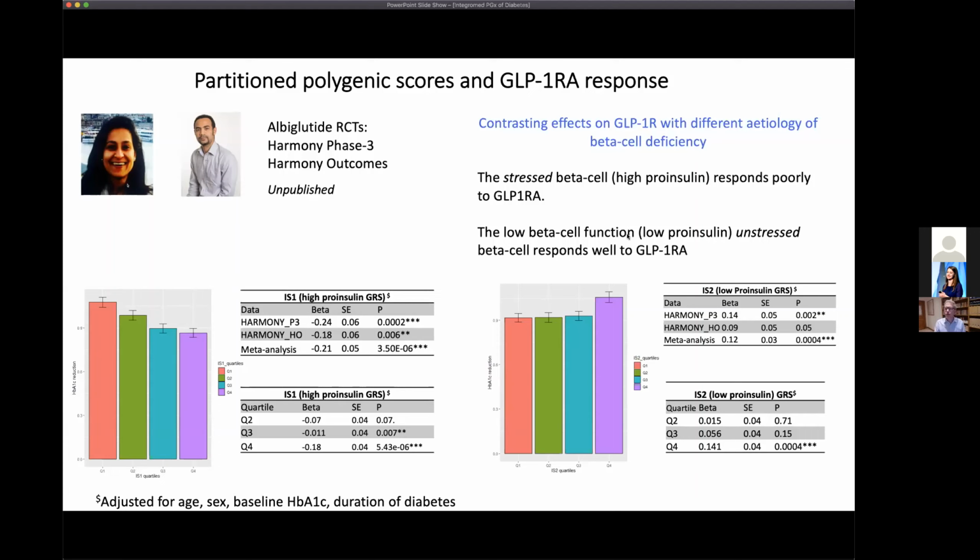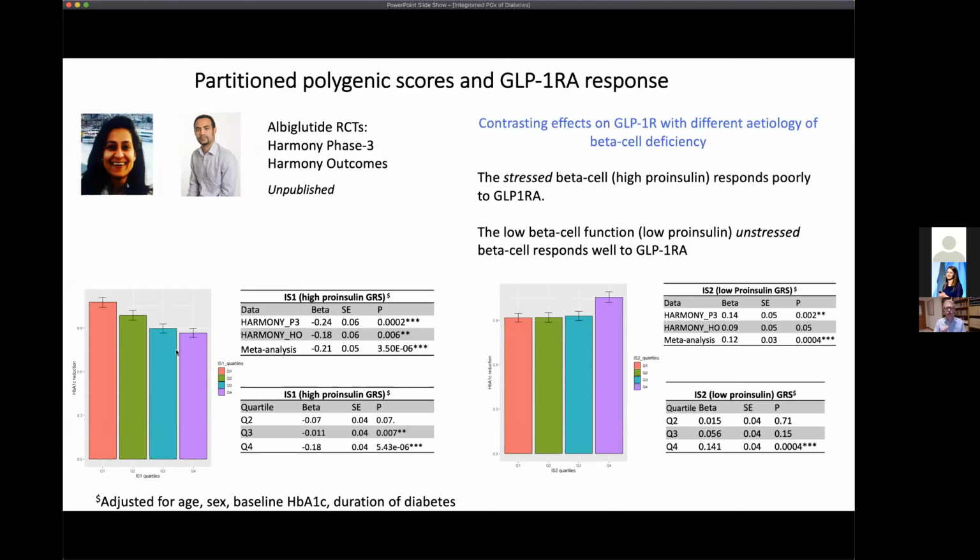By contrast, the other type of beta cell deficiency, so these are both genetic beta cell deficiencies, but in this other type, this is the type that has the low proinsulin. We can see that the group who've got the worst beta cell function due to low proinsulin actually respond better.